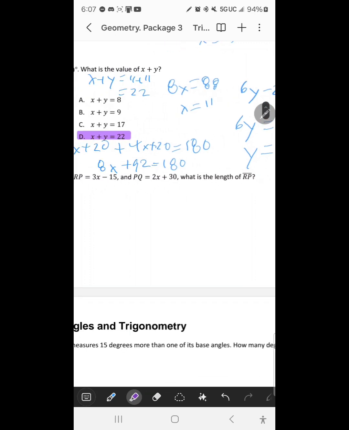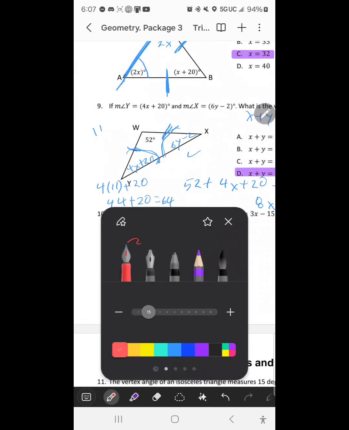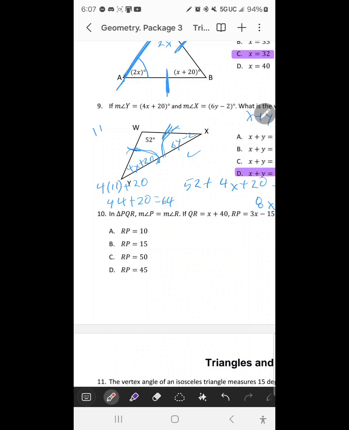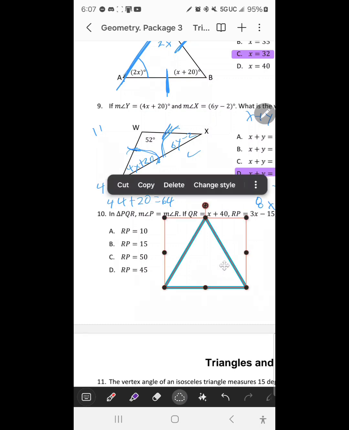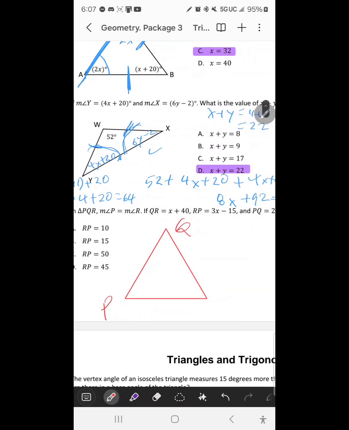Now let's continue. Okay, I don't see a triangle here, so I'm going to draw it so I can have a visual interpretation of what I'm going to read. So this is triangle PQR. So measure of P is equal to measure of R. So I'm going to say this angle is equal to this angle.